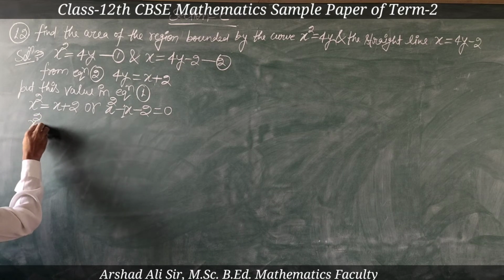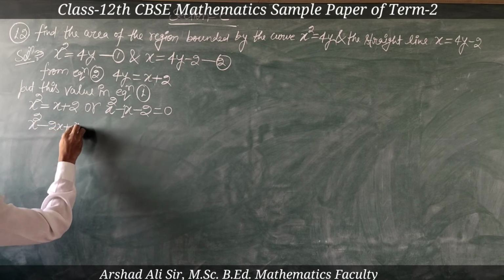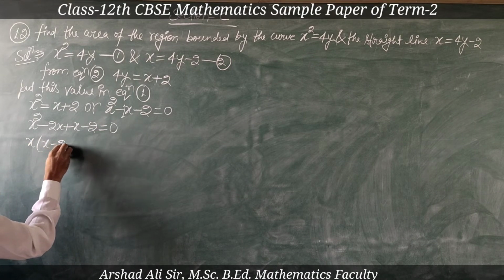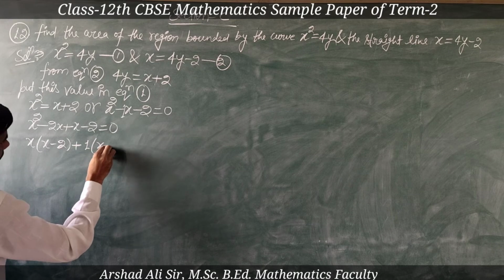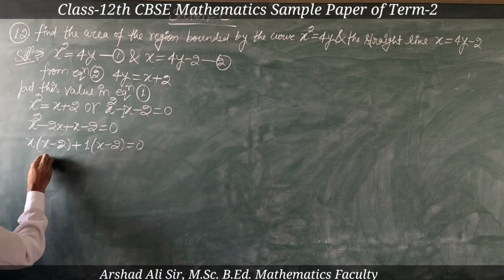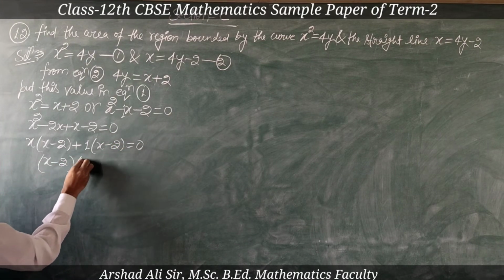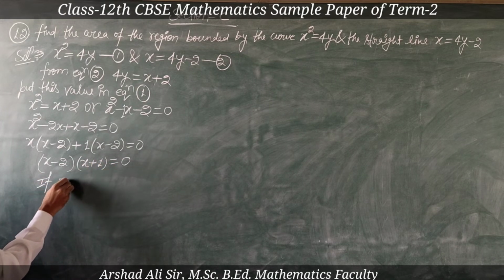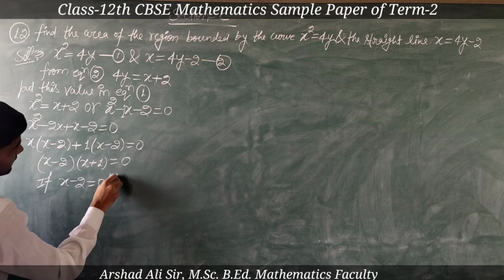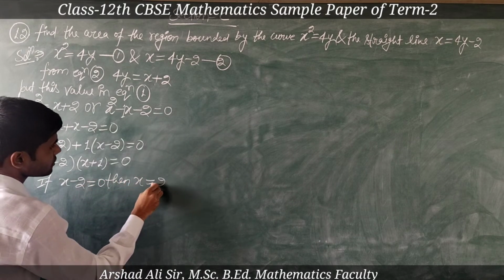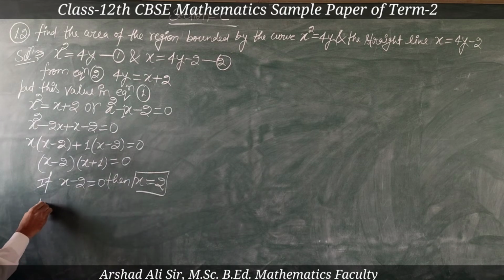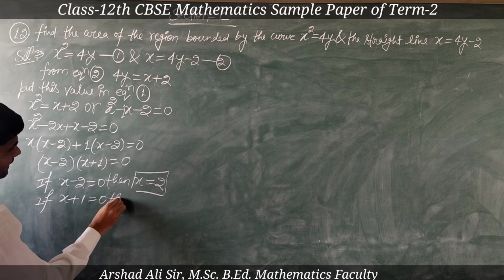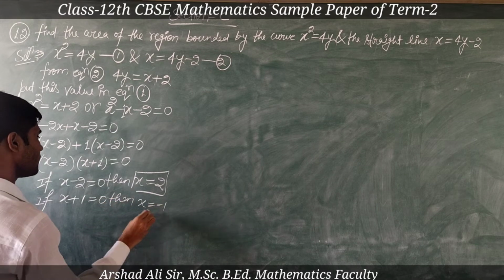So x square minus 2x plus x minus 2 equal to 0. So x minus 2 will be common. Here we get x plus 1 equal to 0. If x minus 2 equal to 0, then x is equal to plus 2. And if x plus 1 equal to 0, then x is equal to minus 1.